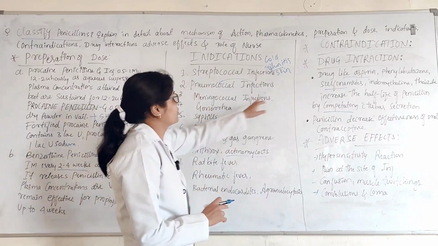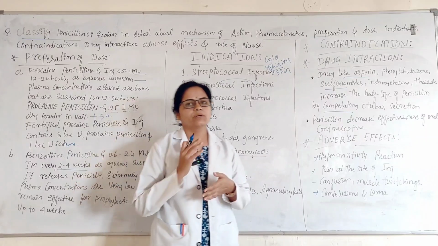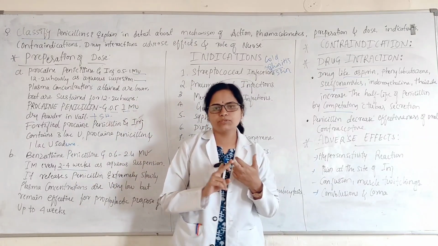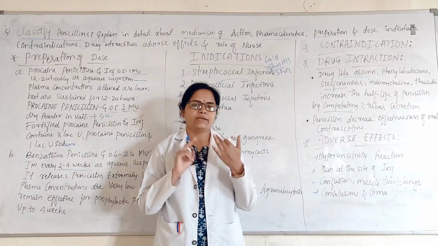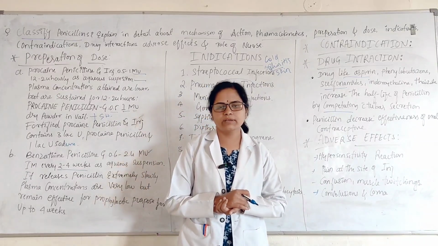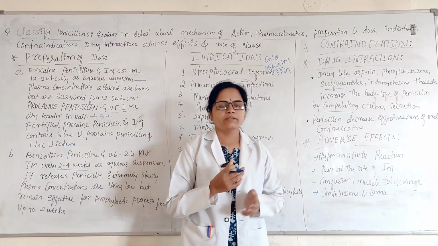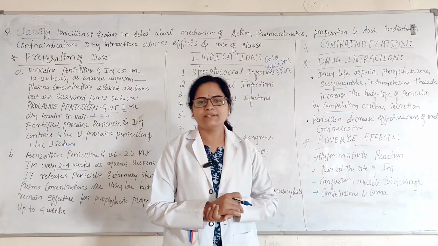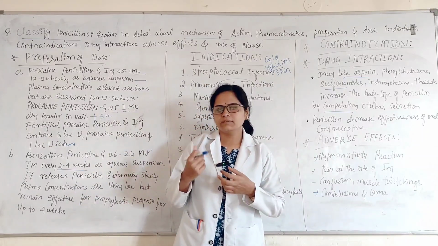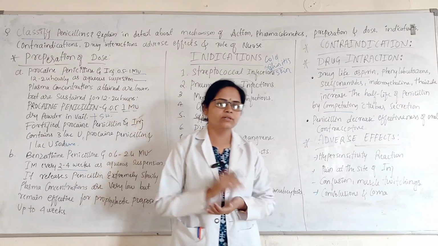Next we will see the most important, that is pharmacokinetics. As you know, the pharmacokinetics includes 4 steps, that is absorption, distribution, metabolism, and excretion. Mainly the absorption occurs in the oral cavity, and the distribution occurs through the blood and other body fluids, the metabolism mainly occurs in the liver, and the excretion occurs in the kidneys, and it is excreted in the urine. This is the pharmacokinetics of the penicillin.